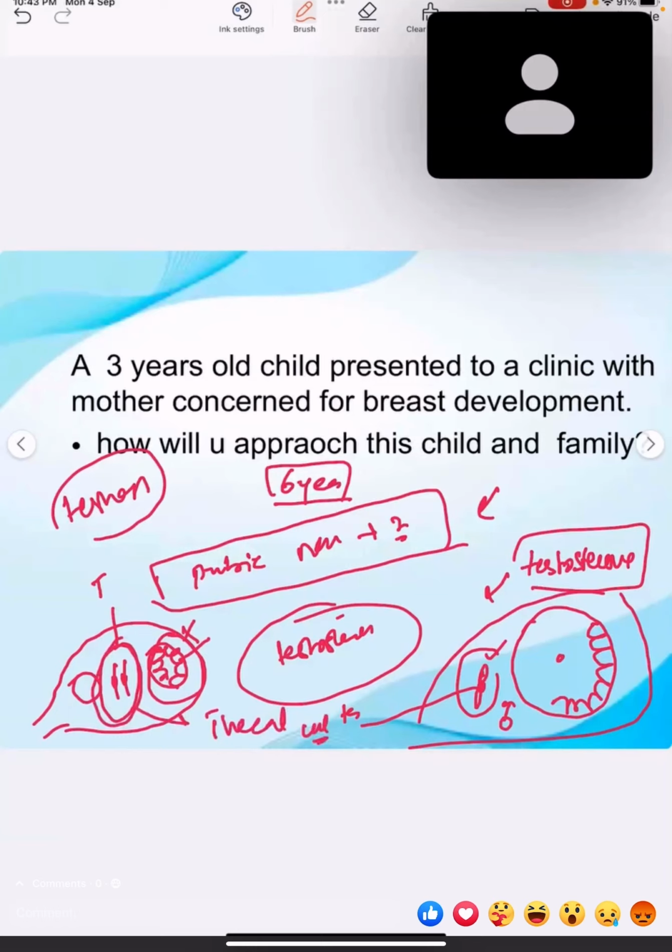Maybe or may not be, this may be a case of premature adrenarche. That is a normal variant. We will discuss it later.